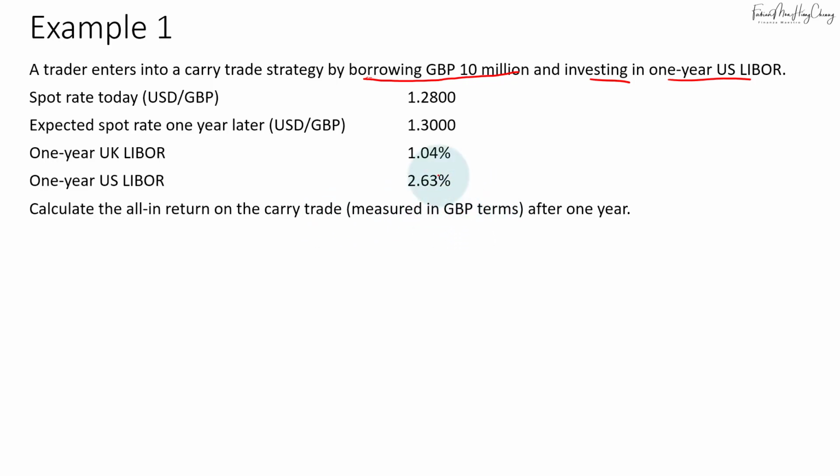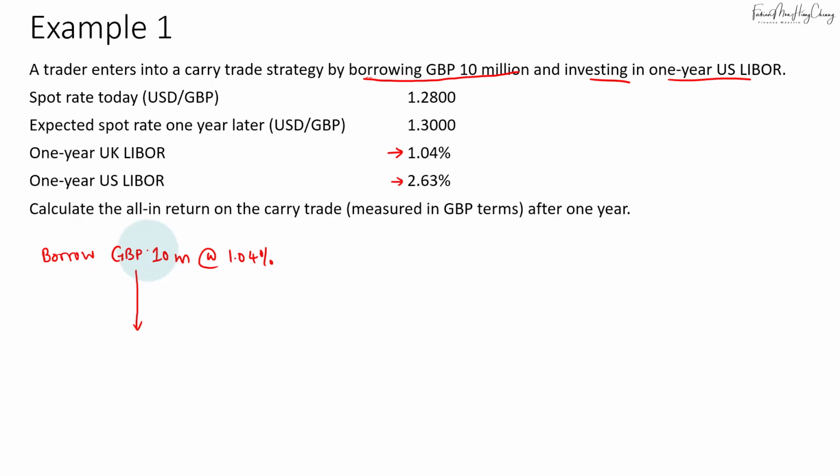So to do a carry trade, we'll have to borrow in the currency with the lower rate, which is a pound here at 1.04%. Then we'll invest into US dollar, which is at 2.63%. So let's start. First off, I'm going to borrow 10 million pounds. And since I'm going to borrow it for 1 year, the rate is 1.04%. So of course, then I will convert this pound into US dollars.